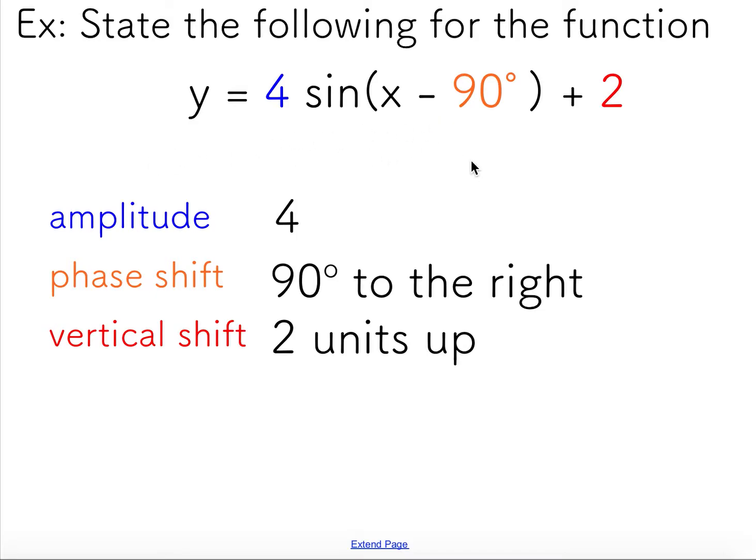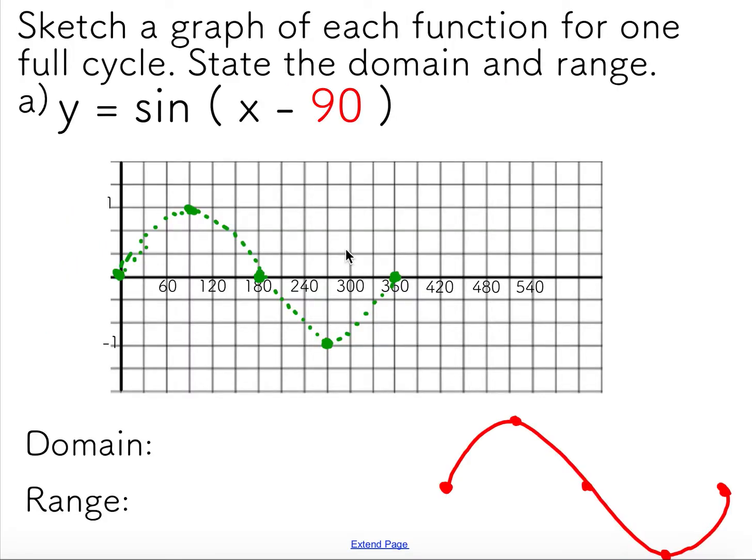If you take a look at the sine function, there's multiple transformations involved. I've got an amplitude here of 4. That's my a value. I've got a phase shift of 90 degrees to the right. Remember, phase shift is just like your horizontal translation. And the last one I've got is a vertical shift of 2 units up. Okay, so you should be able to pick out transformations just looking at a function. That's going to help you when it comes to graphing the functions.